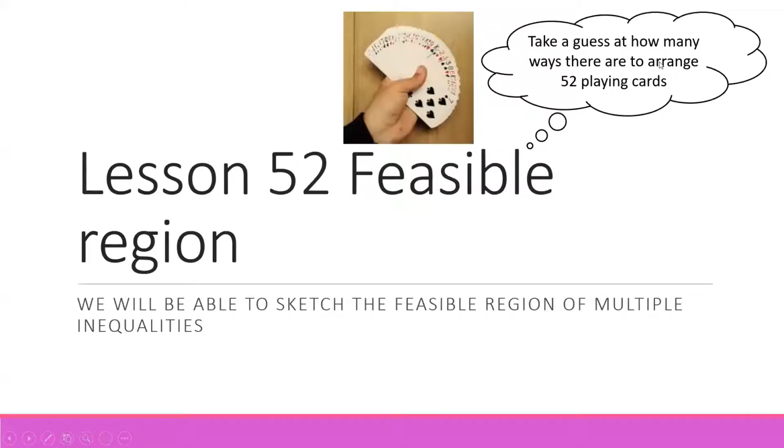Take a guess at how many ways there are to arrange 52 playing cards. A lot of people, when I ask them this, say, oh, there must be 52 ways. And some people go, oh, no, actually, it's not 52, because there's 52 places. So they go 52 times 52. And that gives them, I don't know, what's 52 times 52? Let's do this in the calculator quick. 2,704. And I'm like, yeah, nice try.